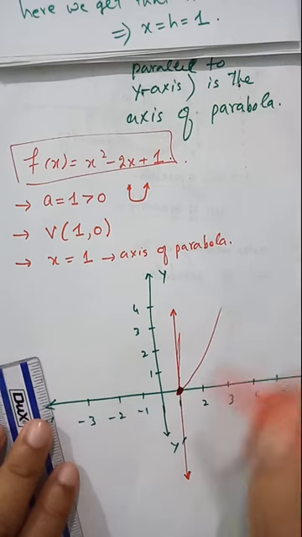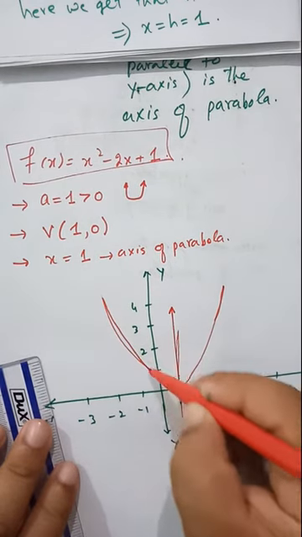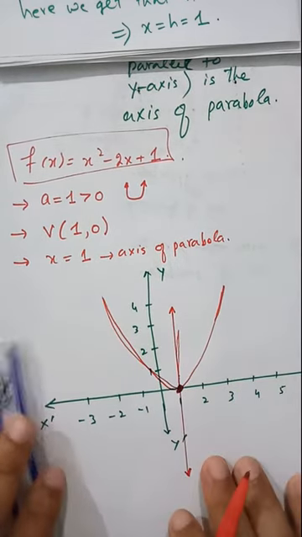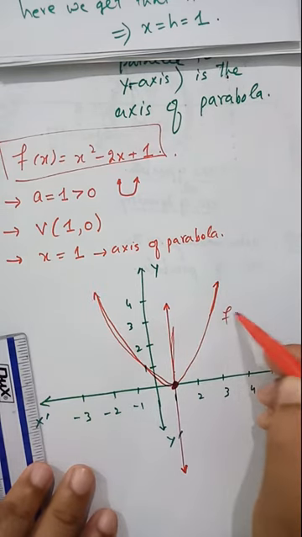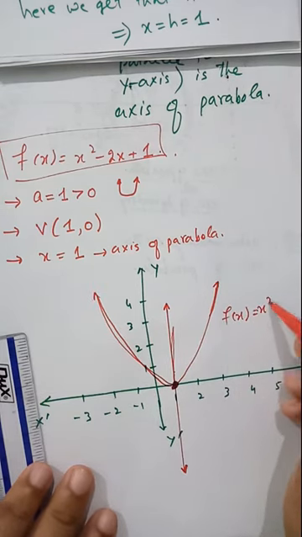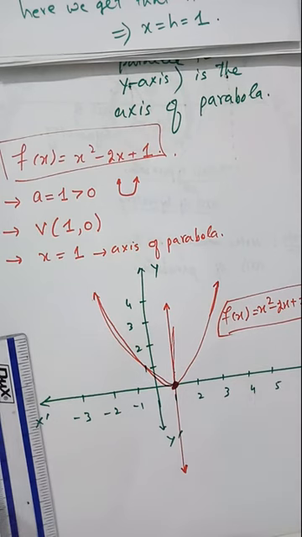So that will be the graph. This is the graph of f of x is equal to x square minus 2x plus 1. You see it here. So that is the important thing that we discussed.